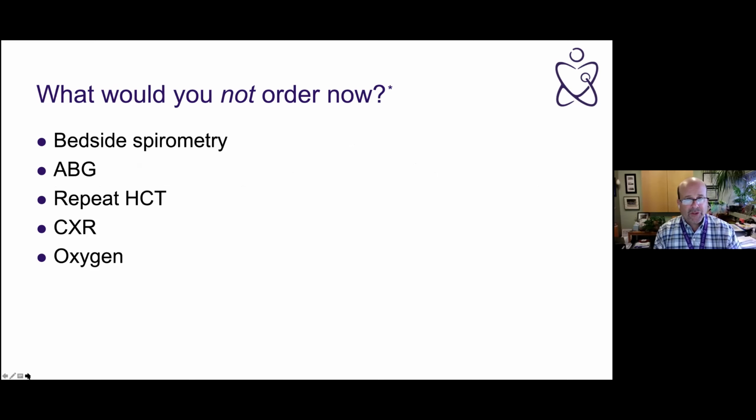I do have a poll question for this, though. As you were thinking about that, what would you not order now? Would you not order spirometry, a blood gas? Adrian's thinking this sounds like maybe a COPD exacerbation. Would you get spirometry or peak flows? Would you get a blood gas, repeat hematocrit, chest x-ray, oxygen? Which would you not order? Sorry, very important. Which would you not order?